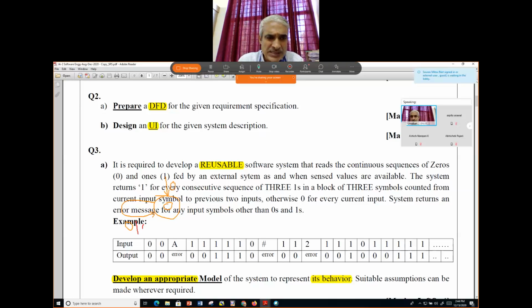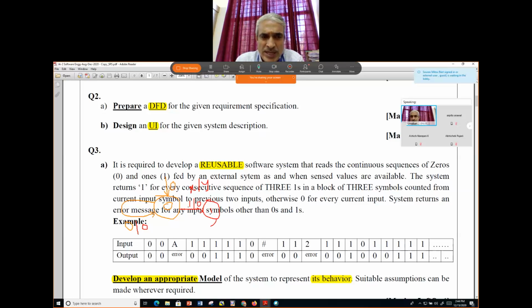If the input is 0, the output is also 0, and you remain in the same state. If you get a 1, you make a transition to state number 1, and write a 0 as output. In that notation you can write this as X bar Y. X indicates that it is an input, that is a label for every arc here, and Y indicates the output it is going to produce.